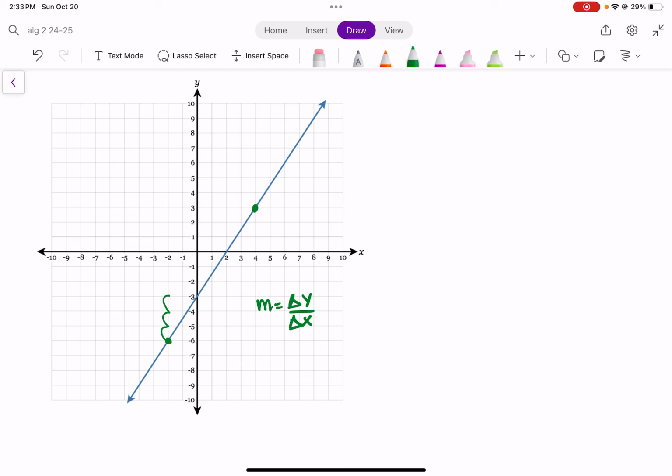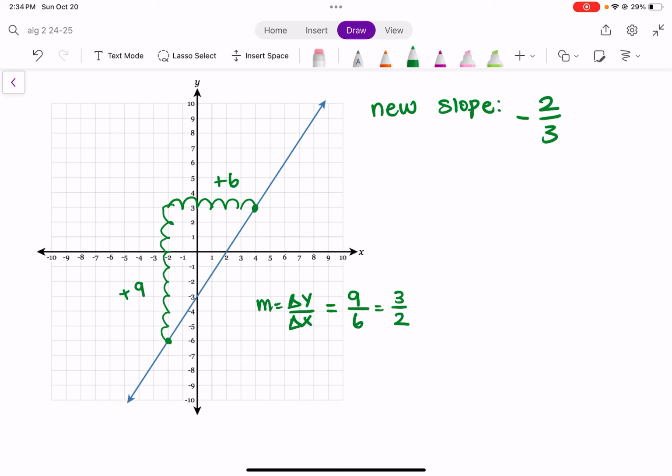So 1, 2, 3, 4, 5, 6, 7, 8, 9. So this was plus 9. And then over 1, 2, 3, 4, 5, 6. So plus 6. So it was 9 over 6. And so, again, if you do 9 divided by 6 in your calculator and hit math, enter, you'll get the reduced fraction of 3 over 2. So the original slope was 3 over 2. That means my new slope is going to be, you have to flip it and change the sign. So in this case, it's positive. It's going to be negative.